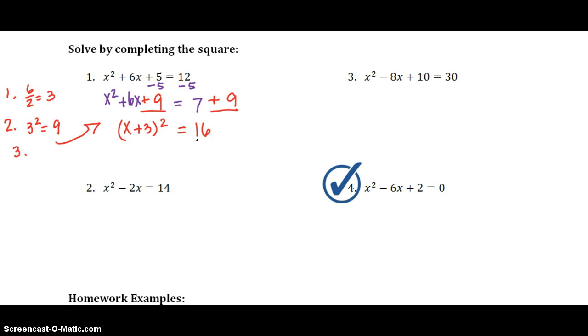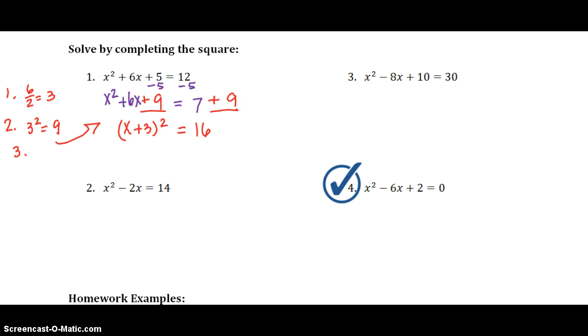So stop right there for just a second. Let me review. Completing the square, I took my 5 over to the right and made 7. And now I'm ready to go through the steps of completing the square. Half of 6 is 3, 3 squared is 9, and that's the number you add to both sides.